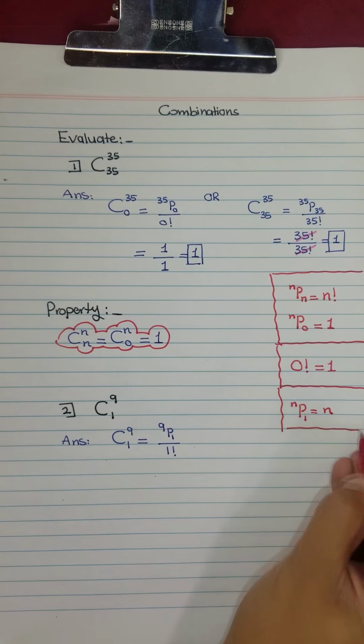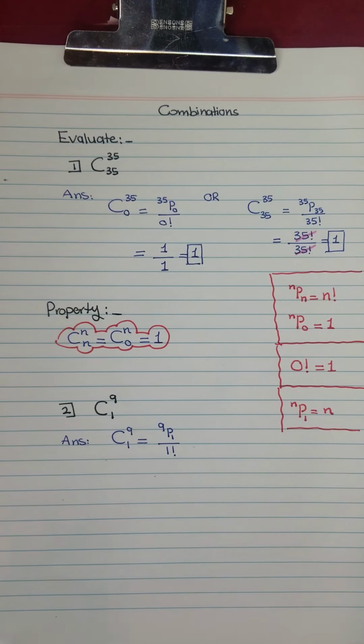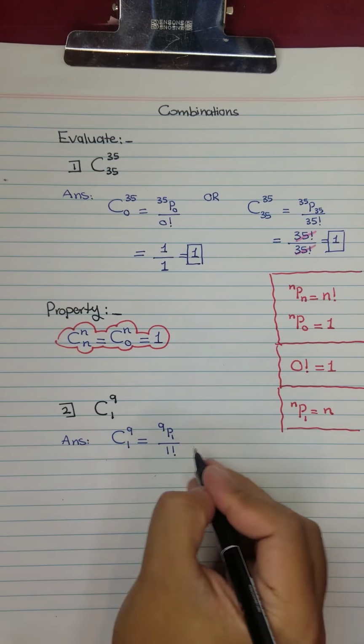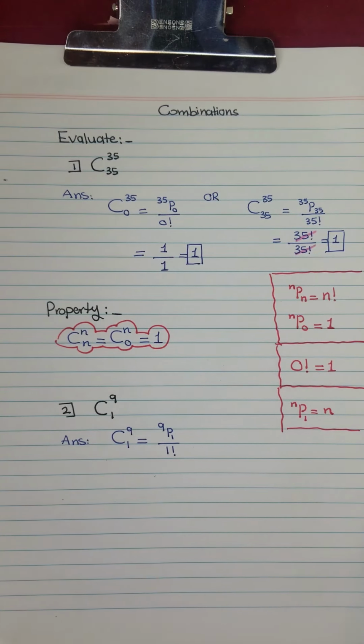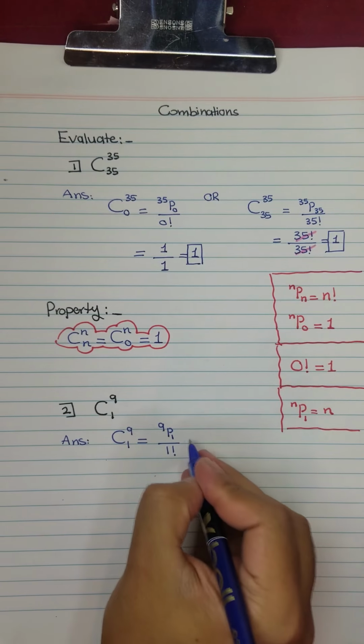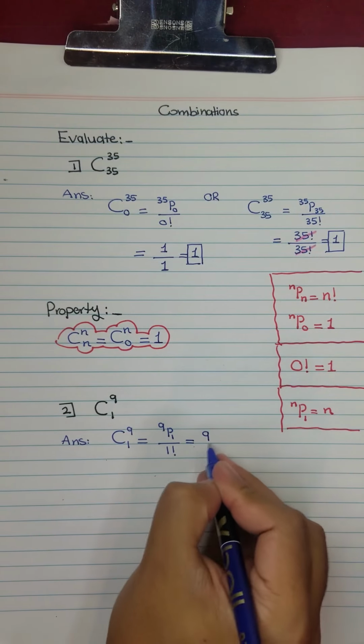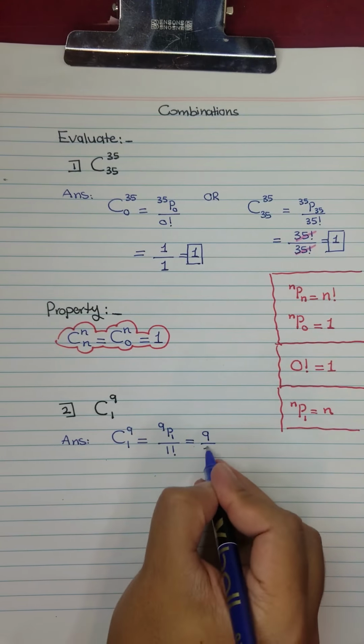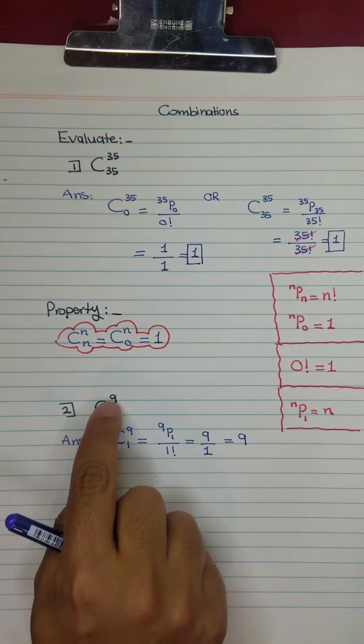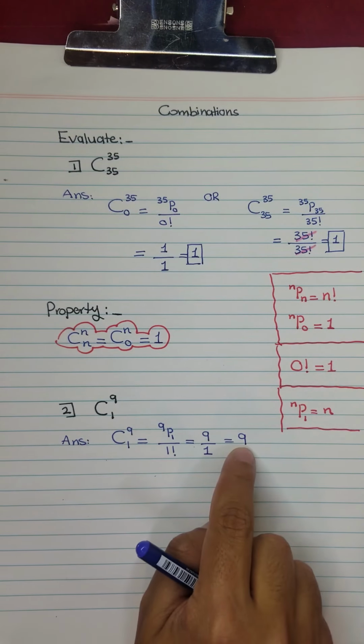It's equal to n. So here, when we attempt to solve this one, 9 permutation 1 is actually going to be equal to 9. So this is 9 in the numerator over 1 factorial, which is 1. And 9 over 1 is going to be equal to 9. So combination 9, 1 equals 9.